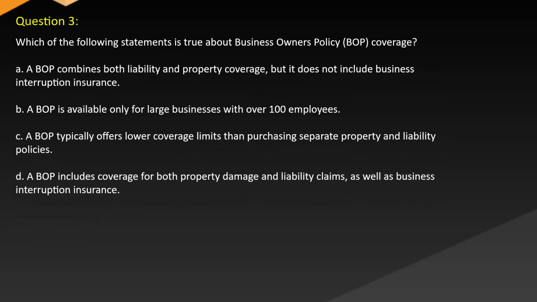Question 3. Which of the following statements is true about business owners' policy (BOP) coverage? A. A BOP combines both liability and property coverage, but it does not include business interruption insurance. B. A BOP is available only for large businesses with over 100 employees. C. A BOP typically offers lower coverage limits than purchasing separate property and liability policies. D. A BOP includes coverage for both property damage and liability claims as well as business interruption insurance.